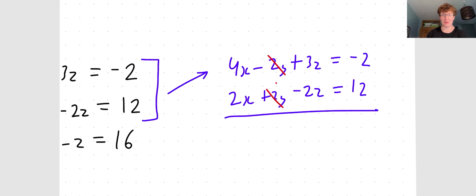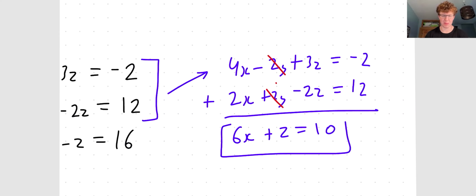So let's add these up. 4x plus 2x is 6x. The y's are going to cancel, and then the 3z minus 2z is just going to leave us with a plus z. And then minus 2 plus 12 is going to be 10. Boom. Box this equation off. Don't forget about this equation. This is equation 1. We'll come back to it.